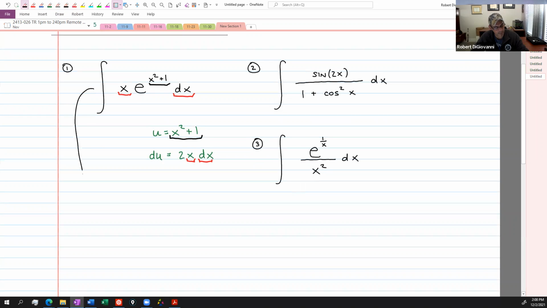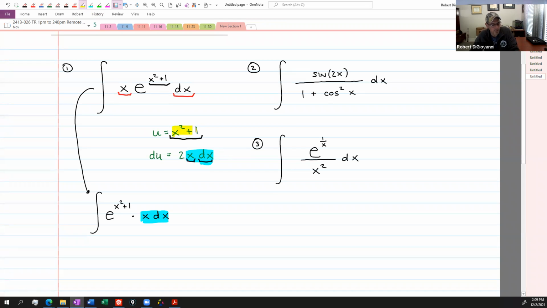So if I rewrite my integral, I'm going to rewrite the integral first. I'm not going to substitute anything yet. I'm just going to slide things around. I went ahead and moved that x back here with the dx so that I can see the x dx like that.